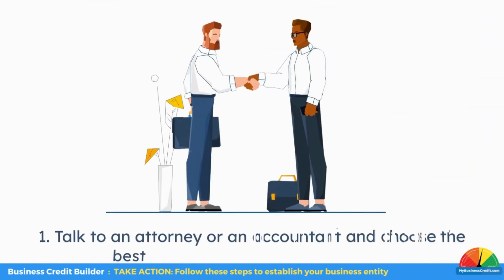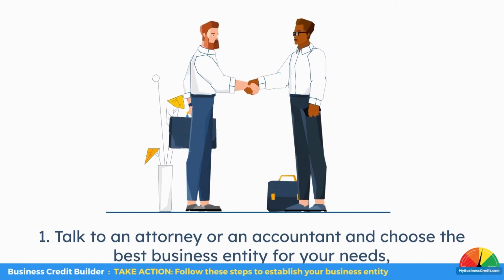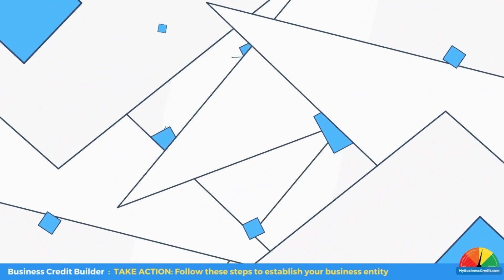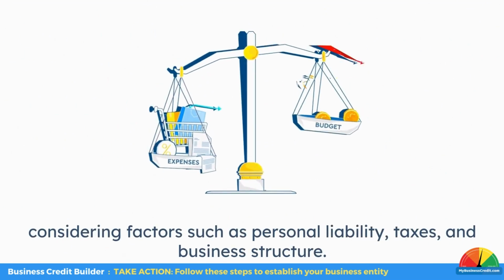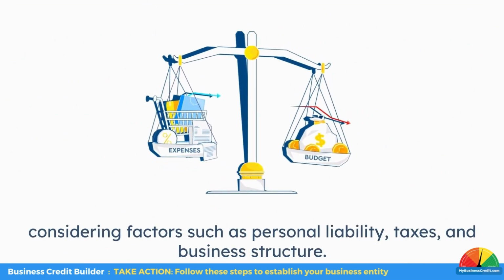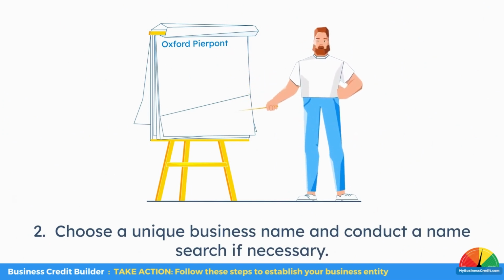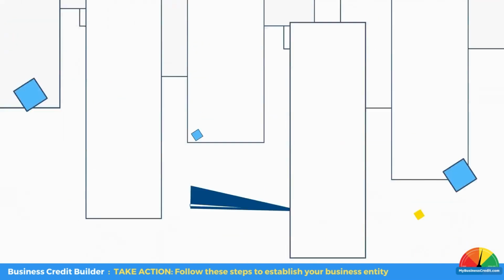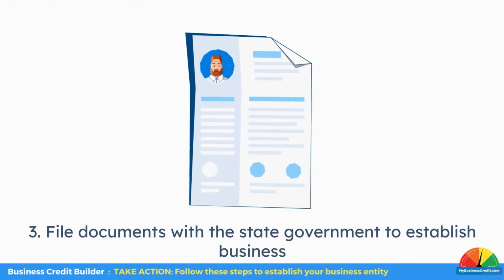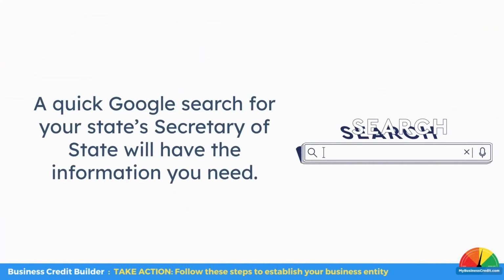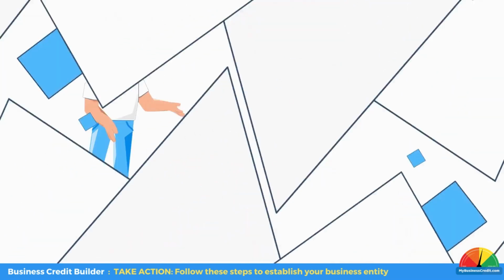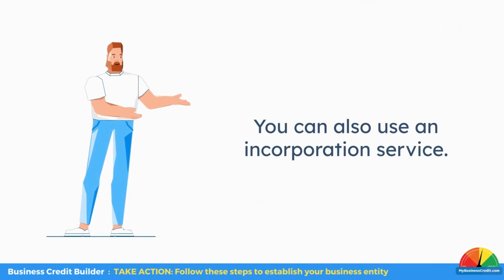1. Talk to an attorney or an accountant and choose the best business entity for your needs, considering factors such as personal liability, taxes, and business structure. 2. Choose a unique business name and conduct a name search if necessary. 3. File documents with the state government to establish the business. A quick Google search for your state's Secretary of State will have the information you need. You can also use an incorporation service.